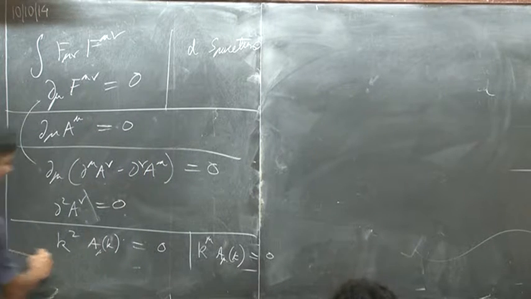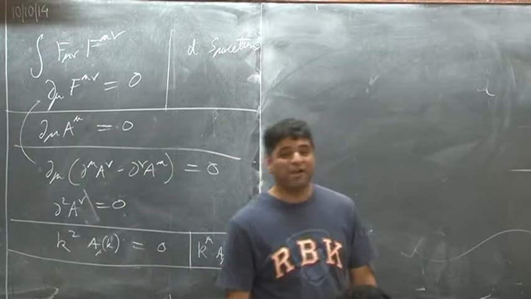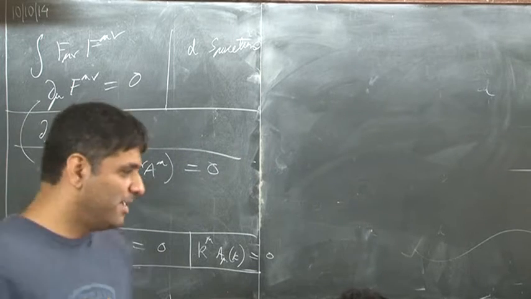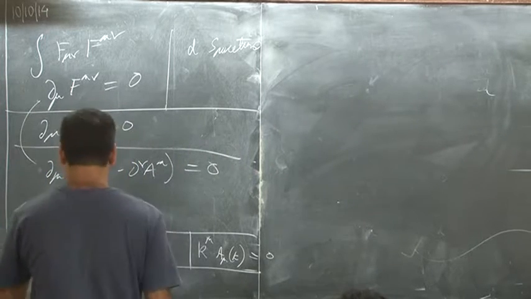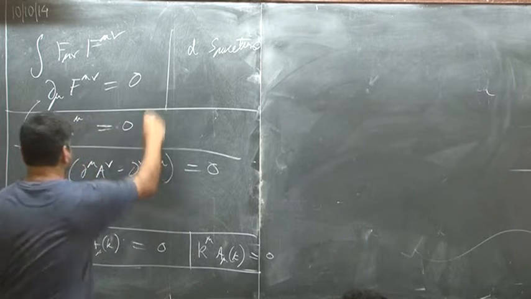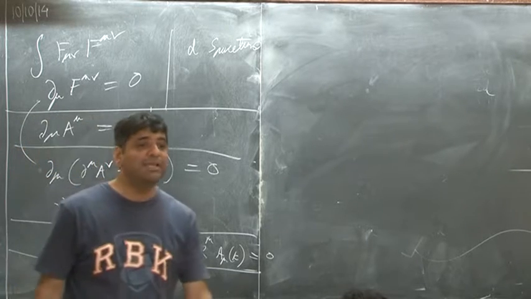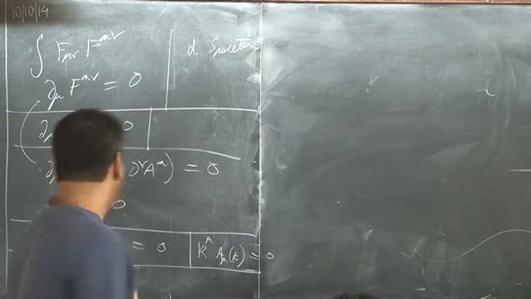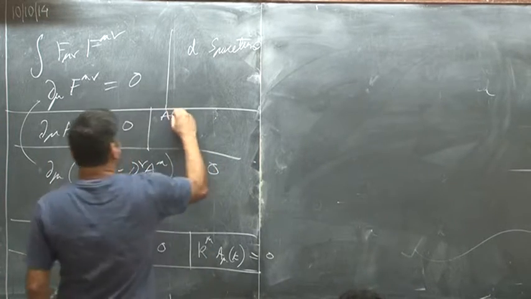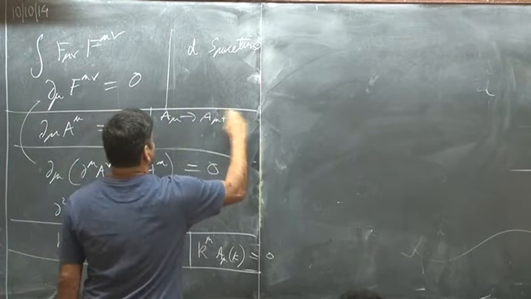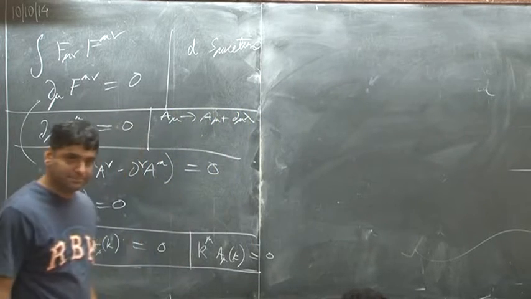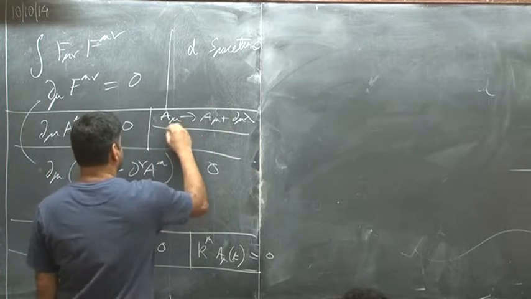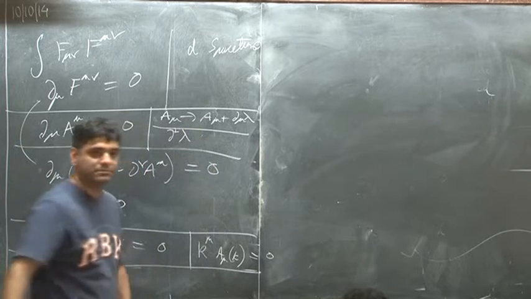From this way of seeing it, the answer is in a small subtlety that's very important. The subtlety is that this condition does not completely fix the gauge. Look: A mu goes to A mu plus del mu lambda. How does this condition change? It changes like del squared of lambda.